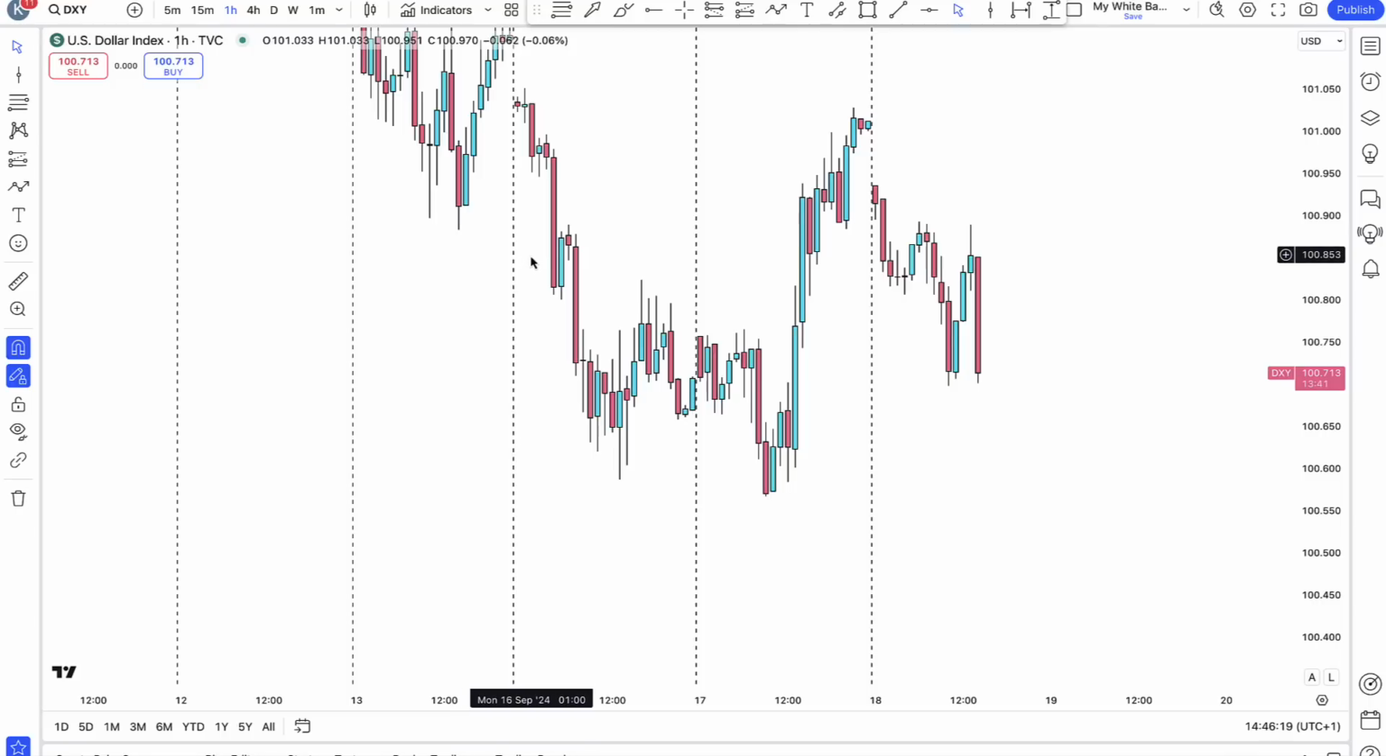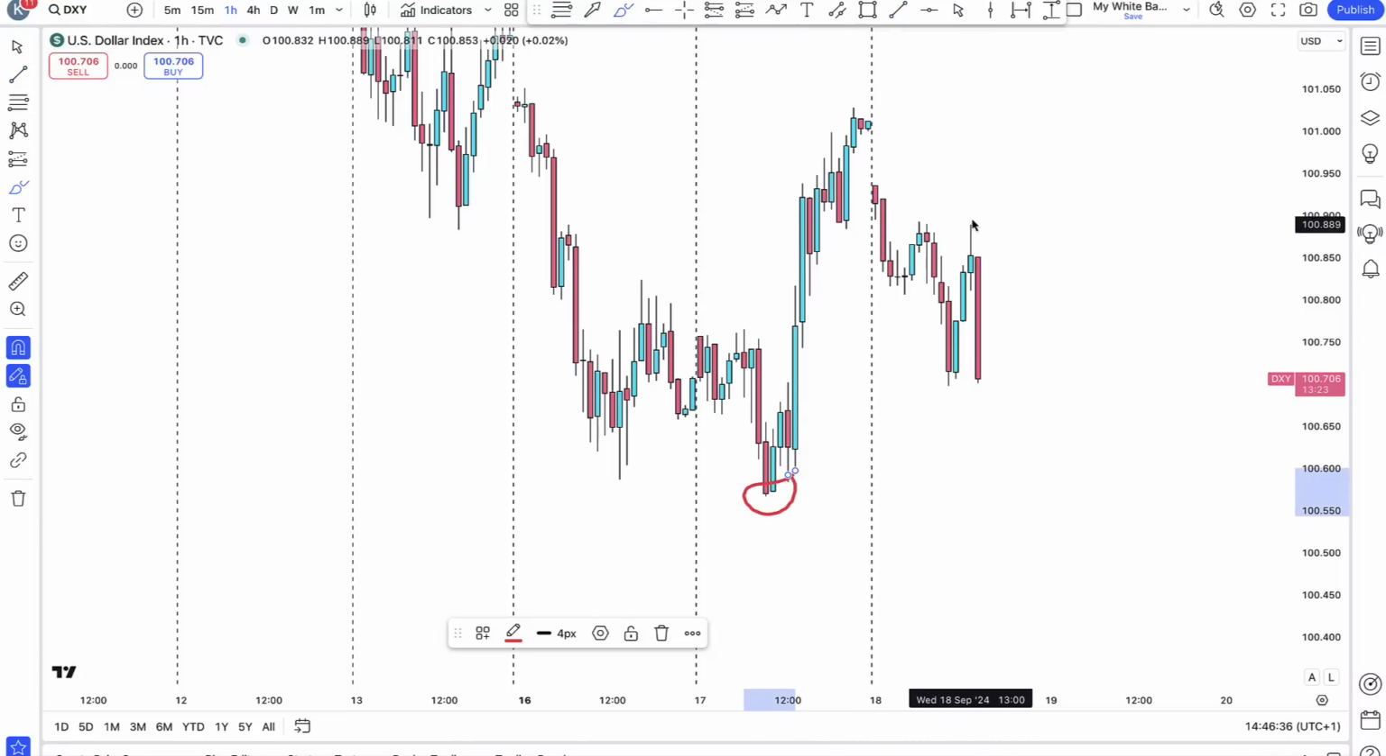For DXY, that is the dollar index, the dollar index is negatively correlated with GBP USD and Euro USD. So look at this. Price has created a low here. What are we supposed to have on GBP USD? A high, because they are negatively correlated.